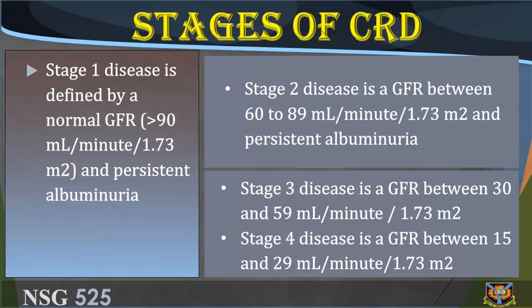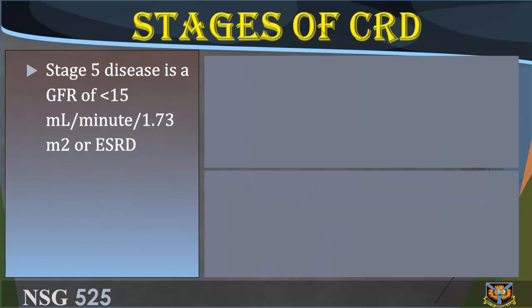Stage 3 disease is a GFR between 30 and 59 ml per minute per 1.73 meters squared. Stage 4 disease is a GFR between 15 and 29 ml per minute per 1.73 meters squared. Stage 5 disease is a GFR of less than 15 ml per minute per 1.73 meters squared, or ESRD.